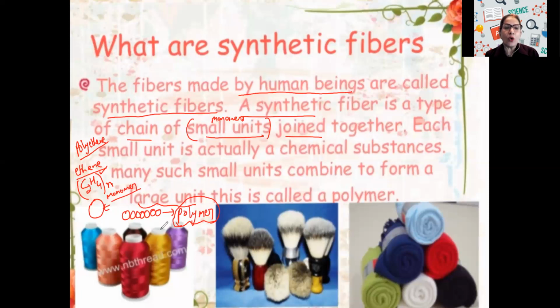If you see, all these look like silk, but they are all synthetic fibers, and the threads made out of synthetic fibers. And these are the articles and the fabric and things made of synthetic fibers or man-made fibers.